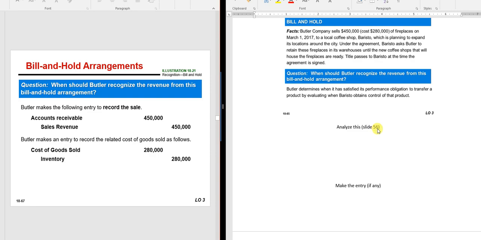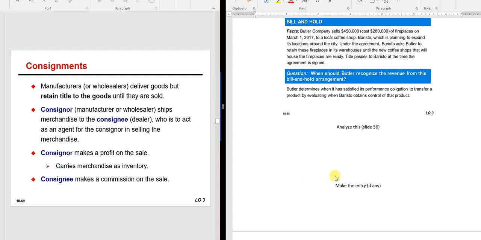Looks like I don't have the right slide number there. Consignments.